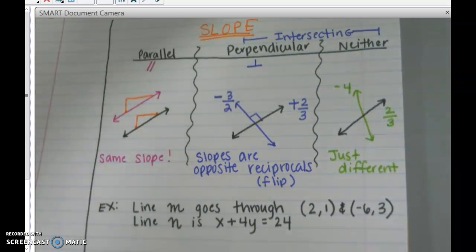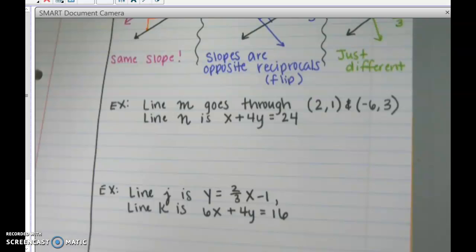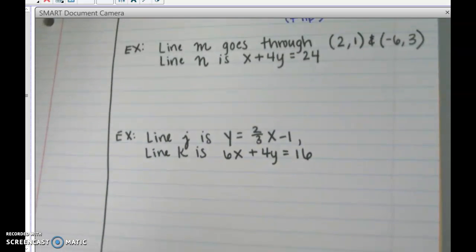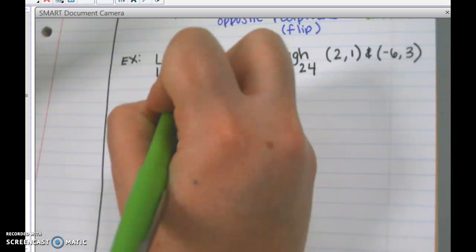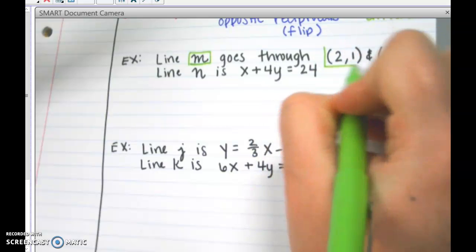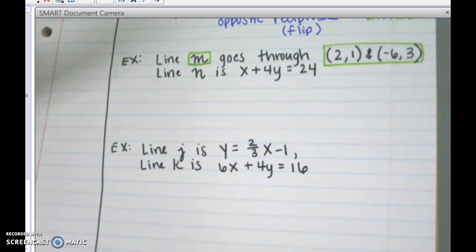All right, so let's do 2 examples real quick. Again, remember that you can pause and rewatch this if I'm going too fast. So we have 2 lines. We have M, and they've given us 2 points, and N, they have given us the equation. So let's start figuring out the slope of line M. This is the information that they gave me for M.